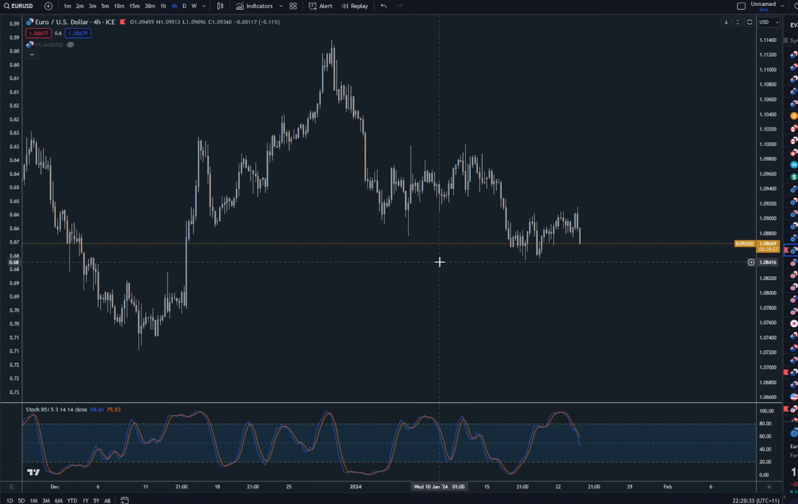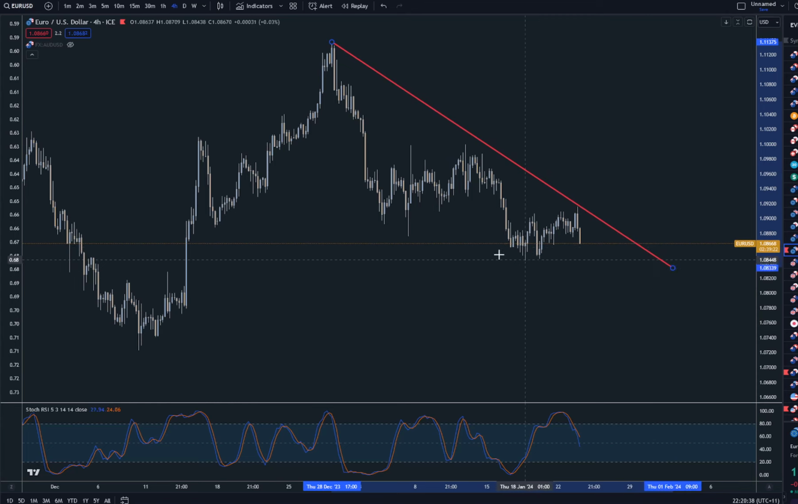Alright, so I'm going to go through 5 different pairs, 1 minute each, just draw up some levels and see how we go from there. So I'll start with the Euro USD. We're coming obviously in a bit of a downward channel along here.